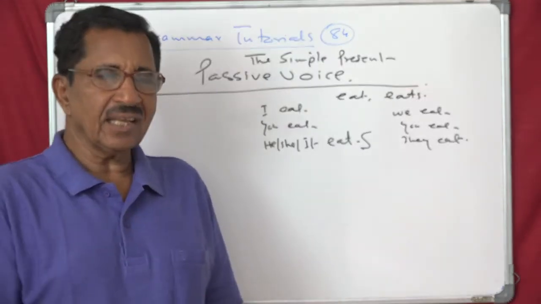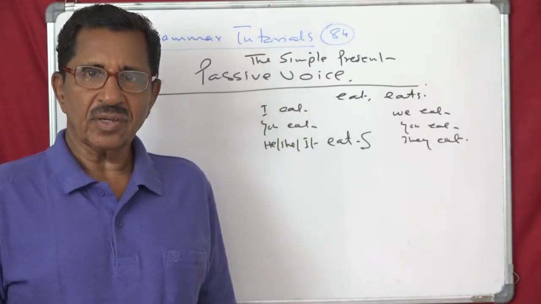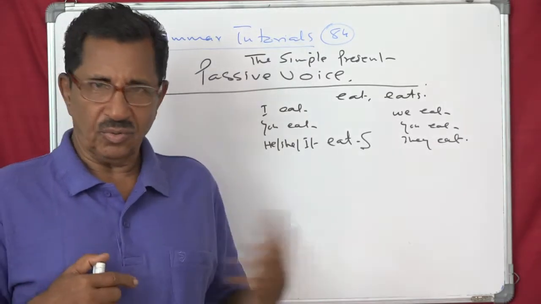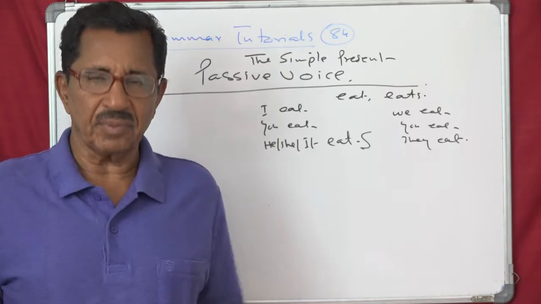Almara stands in the middle of the room. So, is it I? No. Is it you? No. Is it we? No. So, it is third person.